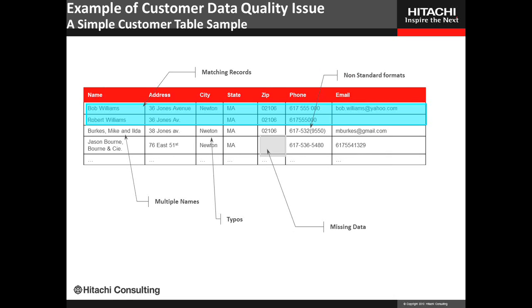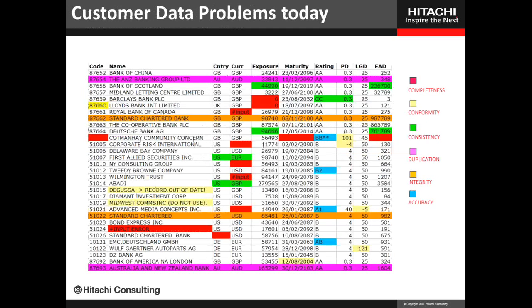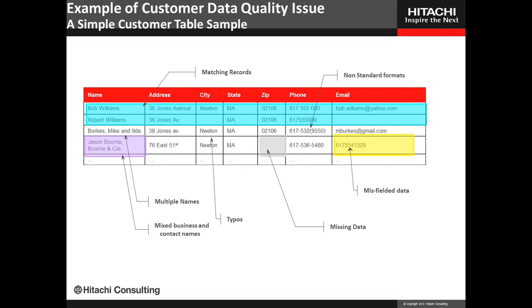Okay, some examples of customer data quality issues. The one that is highlighted, you get to see two matching records, right? Bob Williams and Robert Williams. They are the same record, but with redundant information. Then coming to non-standard formats, you look at the telephone numbers, they are in different formats. Some with hyphens, some without hyphens, some with spaces. Then you see misfielded data, where in place of an email, you get to see a number. There is missing data. Then typos.